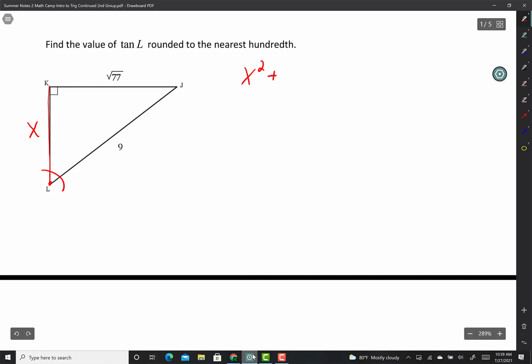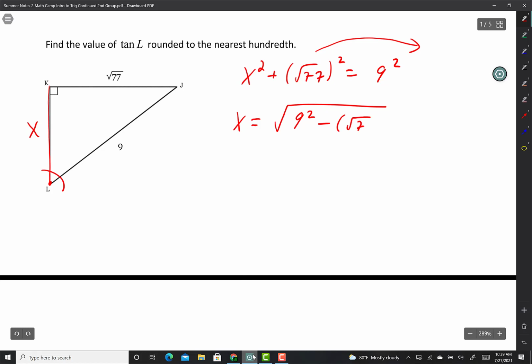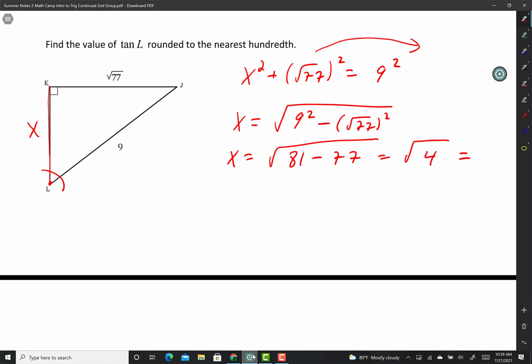Pythagorean Theorem, x squared plus the square root of 77 squared equals 9 squared. I just did a squared plus b squared equals c squared. And if you want, you can always do it in one step. x equals the square root of 9 squared minus the square root of 77 squared. So x equals, let's see what we got here. 81 minus 77. Yeah, it looks like we got a perfect number, so we don't need a calculator for that. The square root of 4 is 2. So I write that down like that.